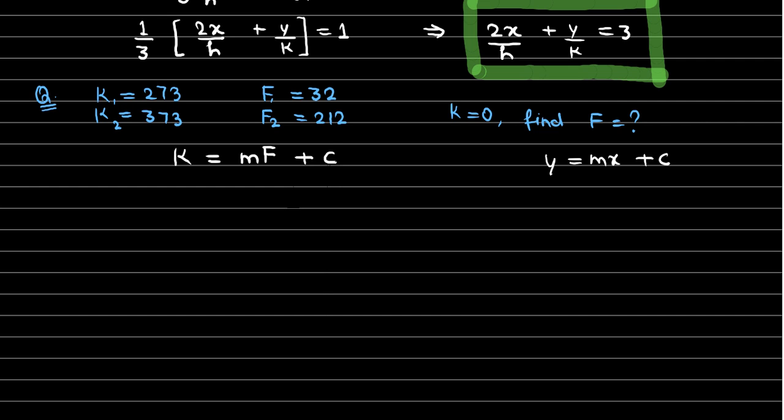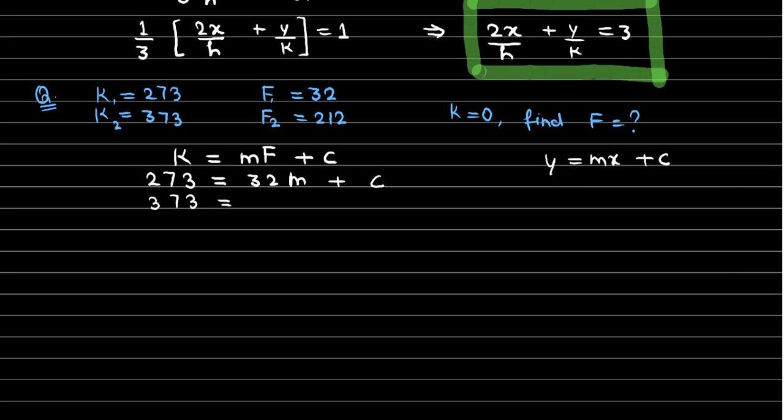Now, by using the above expression, you can see that if I take k1 and f1, this will be written as 273 is equals to 32 times m plus c. On the other hand, 373 is equals to 212 times m plus c. These two equations are given to us.